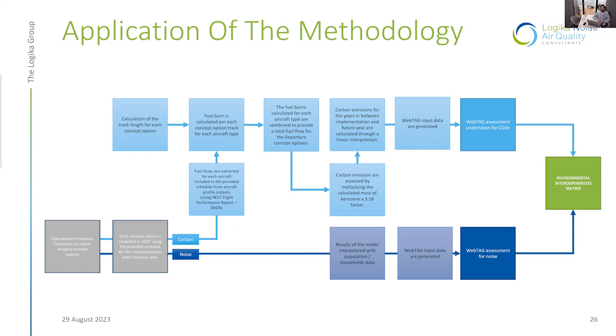And then for the carbon, we used the track length, and for each track length we calculated an average fuel burn for each aircraft type, depending on the distance. We then used the fuel burn as a proxy to calculate the carbon emissions that were monetized and then included in the environmental interdependencies matrix.